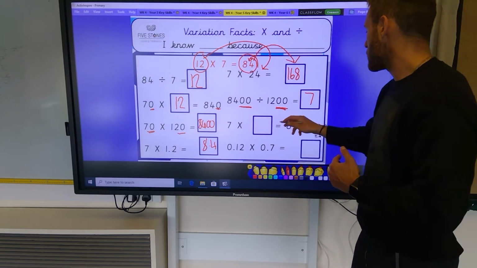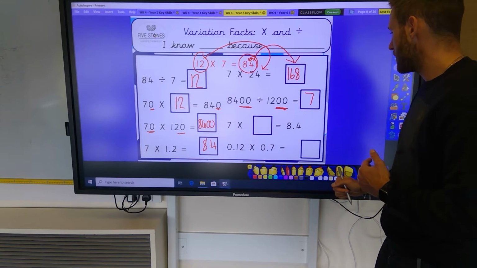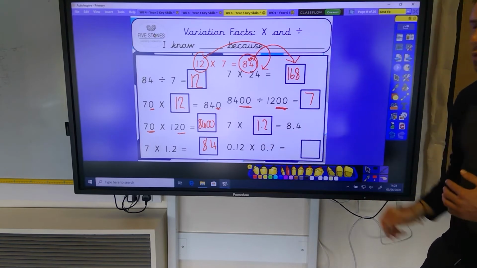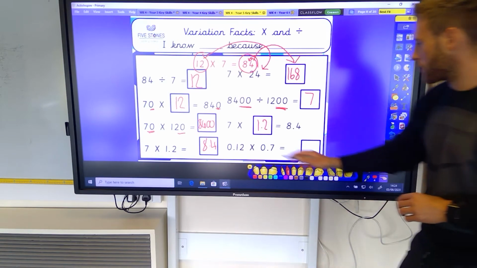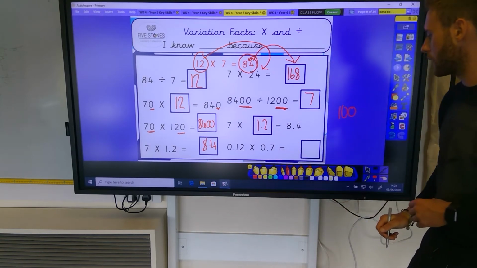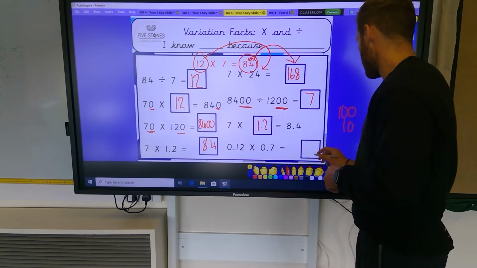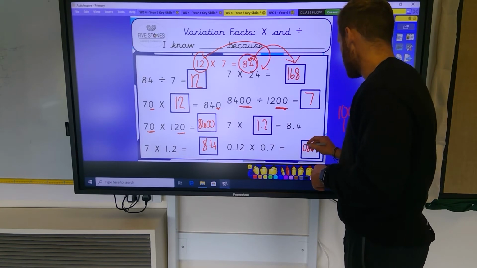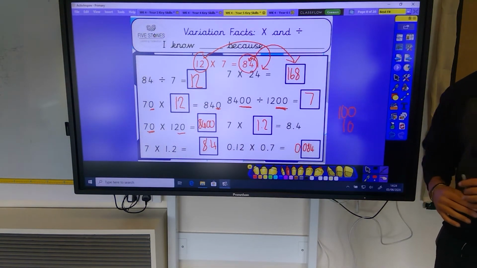Okay, what's happened here? We've got 7 times something, which is 8.4, which is 10 times less. So meaning that our 12 has been divided by 10, meaning that 7 times 1.2 will give us 8.4. Now finally, we've decreased this value by 100 times, and this by 10 times. 10 times 100 is 1,000 times. So actually, if we've got our 84, 1,000 times less, we've got 1, 2, 3. We've got another 0. So it's actually 0.084 because it's 1,000 times less.